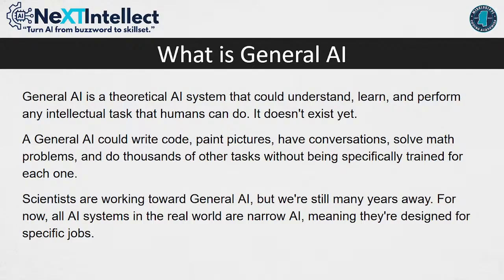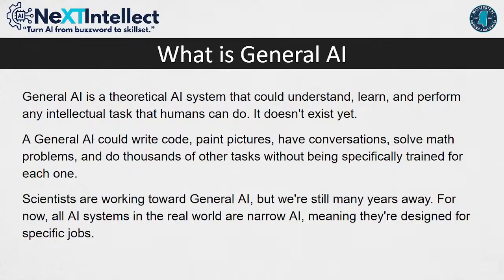Now, general AI would be an AI that could write code, it could paint pictures, you want it to have a conversation with you, want it to solve math problems and do thousands and thousands of other tasks without being specifically trained for each one. That's the difference. We have AI that can do these things, to write code, paint pictures, but this future AI, this general AI or this strong AI would be able to do all these things with very little training on these specific tasks and be able to be a guru at all of them and be very much at the human level of understanding and intelligence.